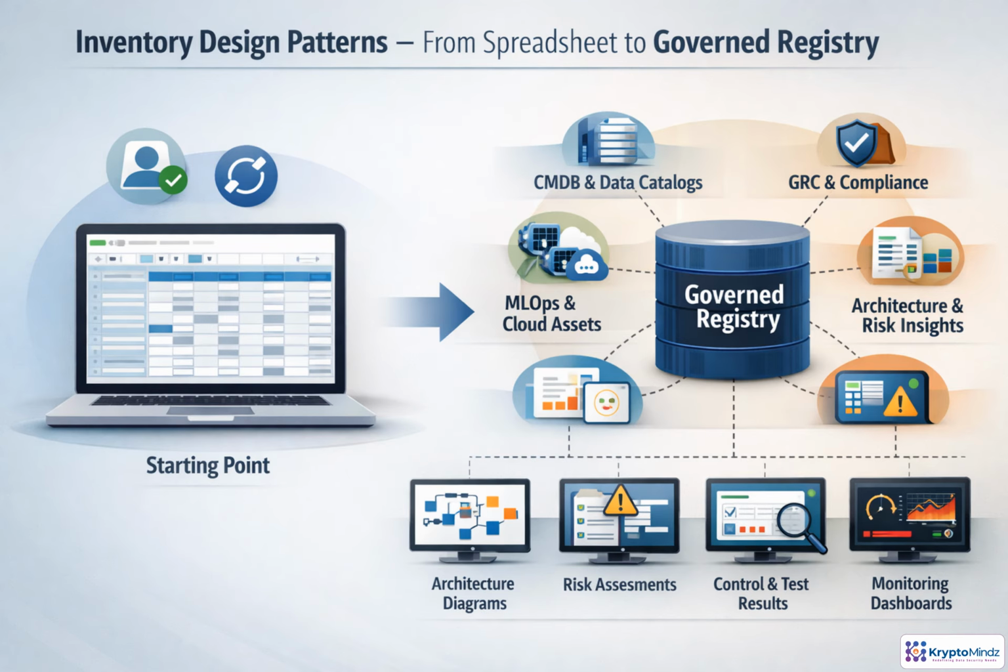Many AI inventories begin as spreadsheets, and that is acceptable for early discovery. But they should not stay there. As the program matures, the inventory needs owners, version history, review workflows, and links into the systems teams already use, such as CMDBs, data catalogs, GRC tools, MLOps platforms, and cloud inventories. Automation can populate many facts, but people still validate purpose, risk, accountability, and ethical impact. That is what turns a list into governance infrastructure.